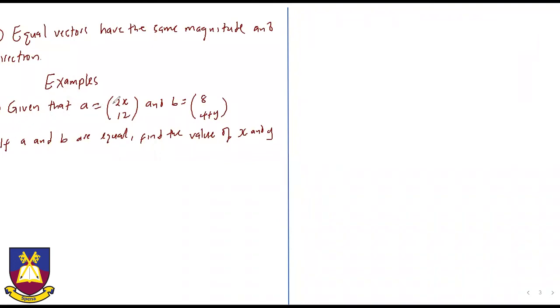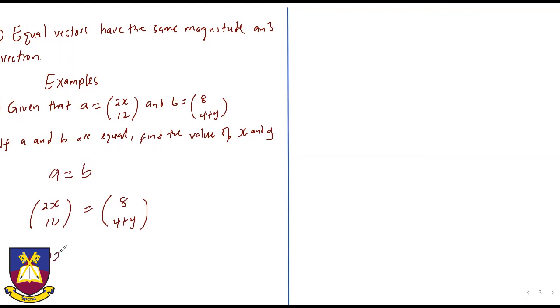Given that A is equal to (2x, 12) and B is equal to (8, 4 + y), and they're saying if A and B are equal, find the values of x and y. Now we know from the question that A is equal to B, so we're going to get A, which is (2x, 12), and equate it to B, which is (8, 4 + y). If these two are to be equal, then this should equal this, and this should equal this.